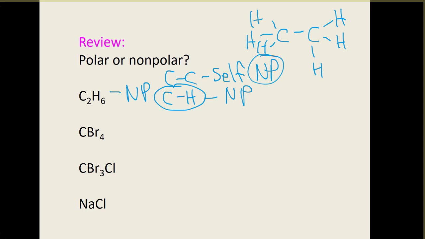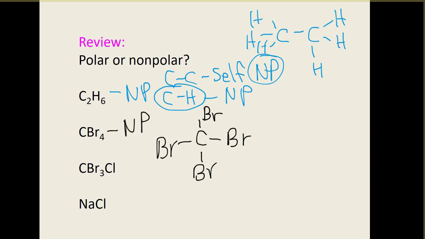Let's do the next one, carbon tetrabromide. I'm not going to put the 3 unbonded pairs around the bromine, but they are there. So this one is also nonpolar. This is a case where I have a symmetrical molecule, I have the same bond all the way around, and if I have the same bond all the way around, it will always be nonpolar.